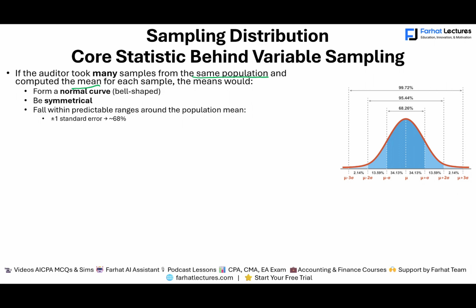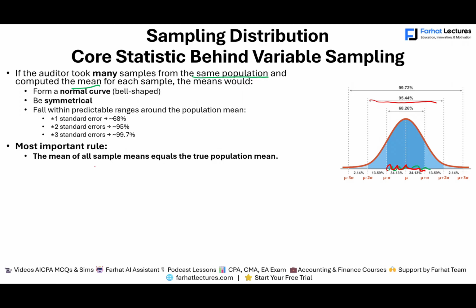Within one standard error, 68% of the sample means fall. It means we are 68% confident that they fall within one standard error. Within 2, we are 95% confident. And within 3 standard errors, we're 99.7% confident. And this is important. It means the mean of all sample means equals the true population mean.